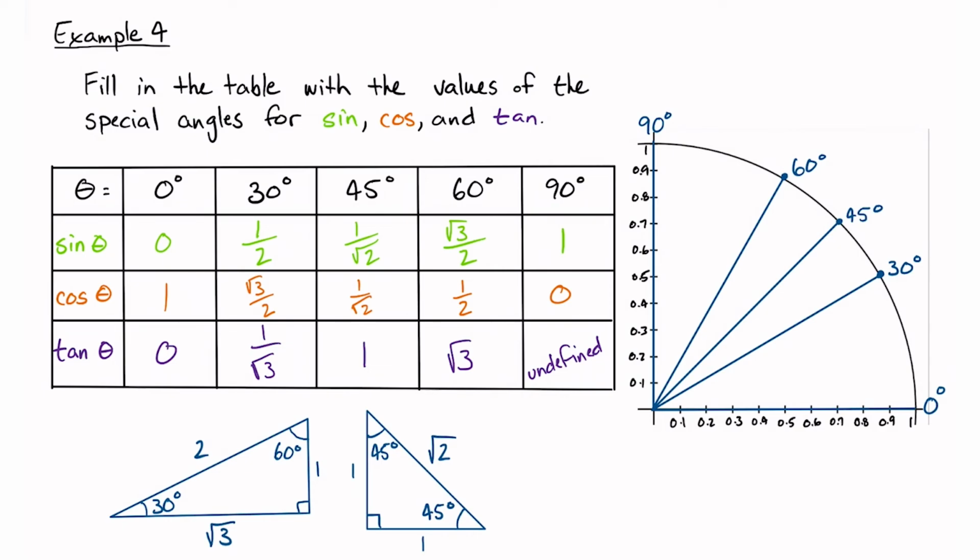One thing to note here is that when we're finding tangent of 90 degrees, if we do the ratio of sine over cosine, you get 1 over 0. Remember that we cannot divide by 0. So if you have to divide by 0 in this situation, your answer will be undefined. So there actually is no answer for tangent of 90 degrees.